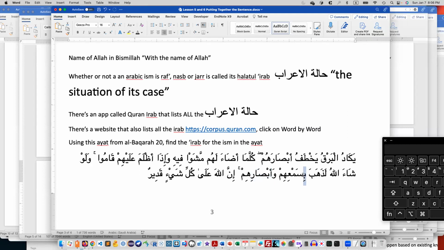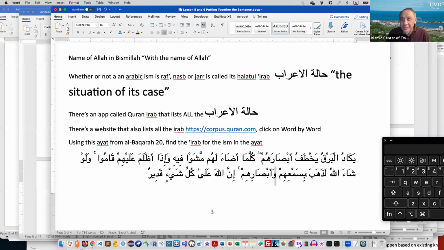So bi sam'i wa absari. Wa is a conjunction. The reason is complicated, as Brother Abdullah mentioned, but still the reason is the same: because there is a huruf. Okay, bi sam'i, so that's a majrur. Why not bi sam'a? No, it's not. It's bi sam'i.